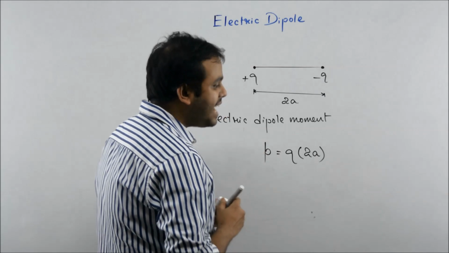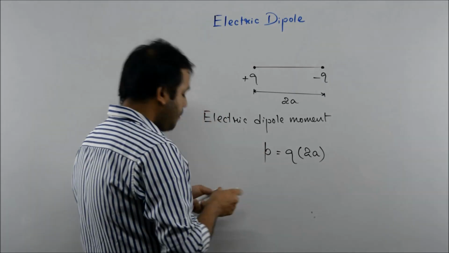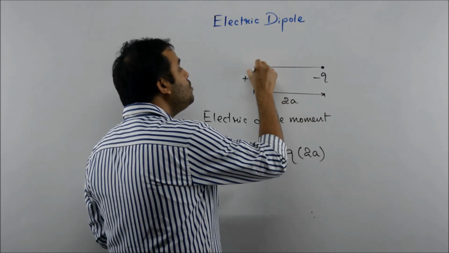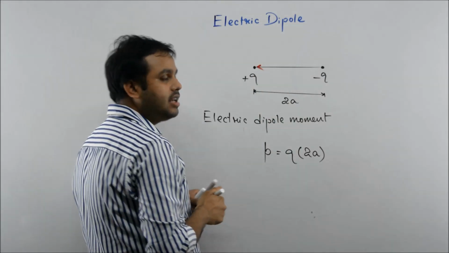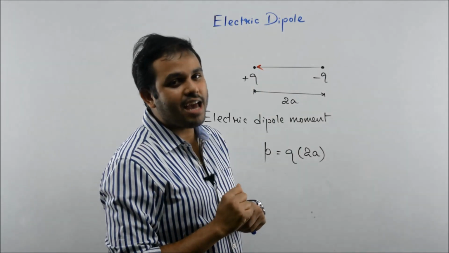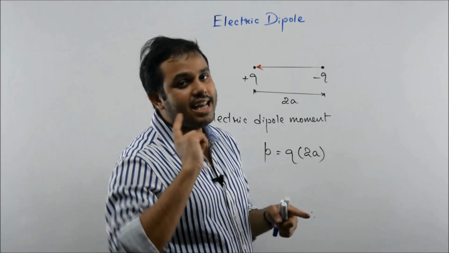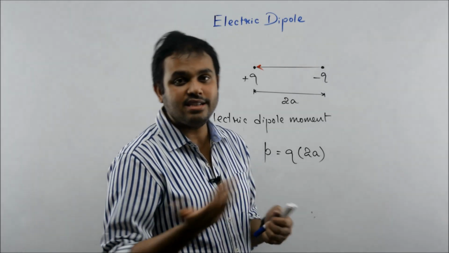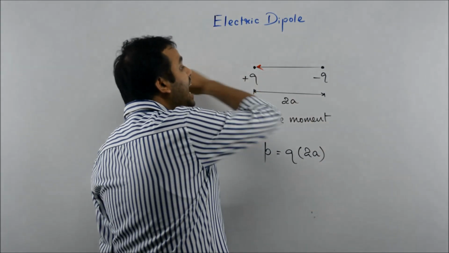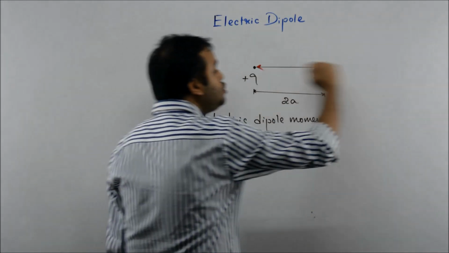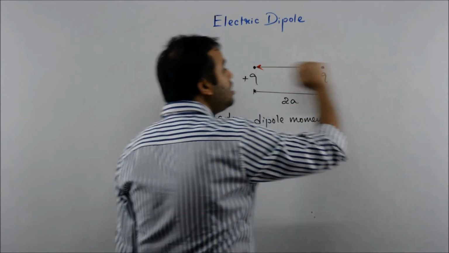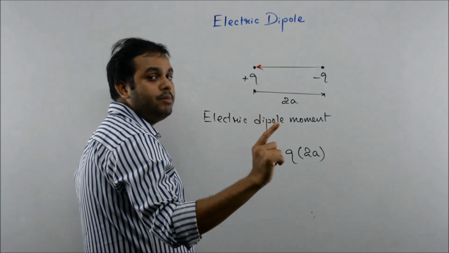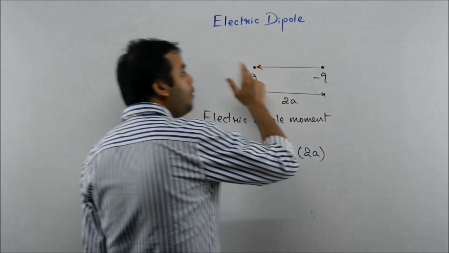Now what about its direction? Its direction is from negative to positive charge. Clear, students? So what is the direction of dipole moment? It is from the negative to the positive direction along the dipole axis. Now what is dipole axis? The line passing through the two charges, this line is called dipole axis. Clear, students? And the direction of dipole moment is from negative to positive charge.